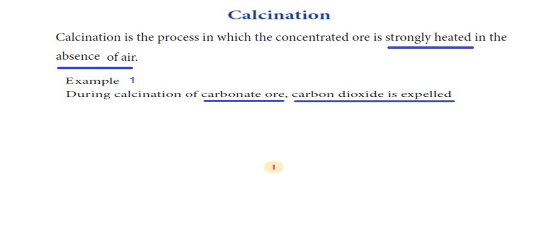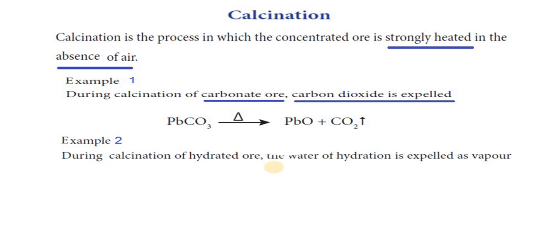First example, if you have concentrated ore of a carbonate, it undergoes calcination process, which means carbon dioxide is expelled. For example, lead carbonate on calcination gives lead oxide and carbon dioxide. This is calcination. Example number 2, if your ore is a hydrated ore, on calcination the water of crystallization present in the hydrated ore is expelled as water vapor.